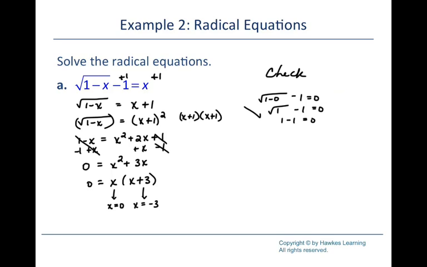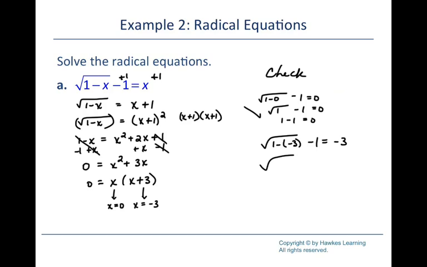So this one checks. The 0 is a good answer. Now let's look at negative 3. We have 1 minus a negative 3 minus 1 equals negative 3.